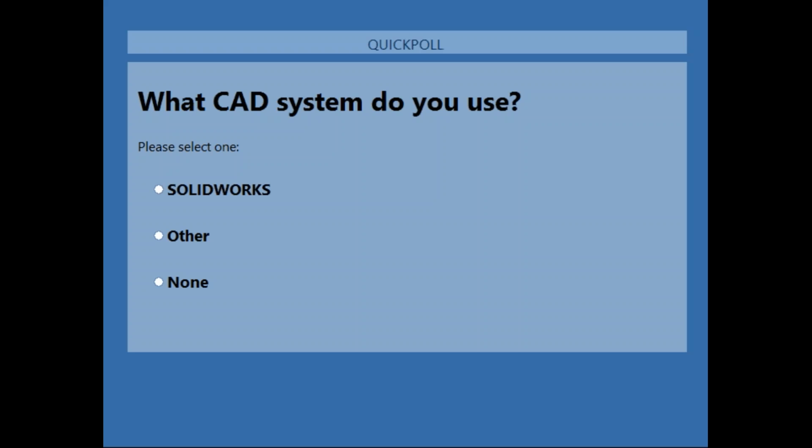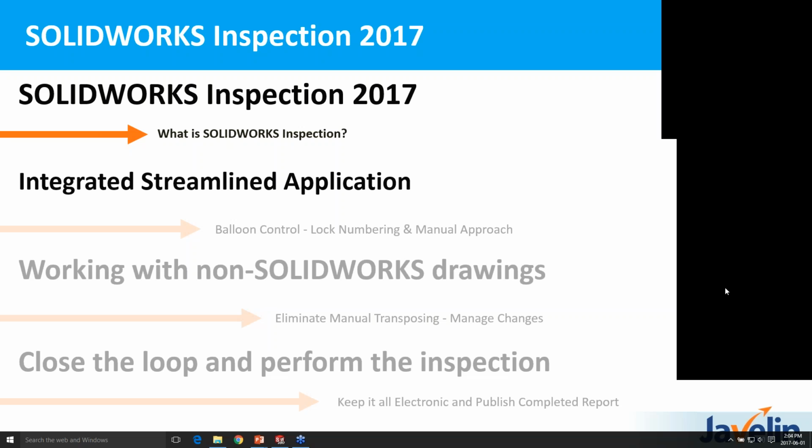Give that a couple more seconds for people to throw their vote in. Perfect. So 91% are using SolidWorks. So that's a big chunk. And once we see the SolidWorks add-in, you can recognize the SolidWorks part. But the reason I'm asking is that SolidWorks Inspection doesn't just work with SolidWorks files. It works with other CAD formats as well. And we'll take a look at that in the part.